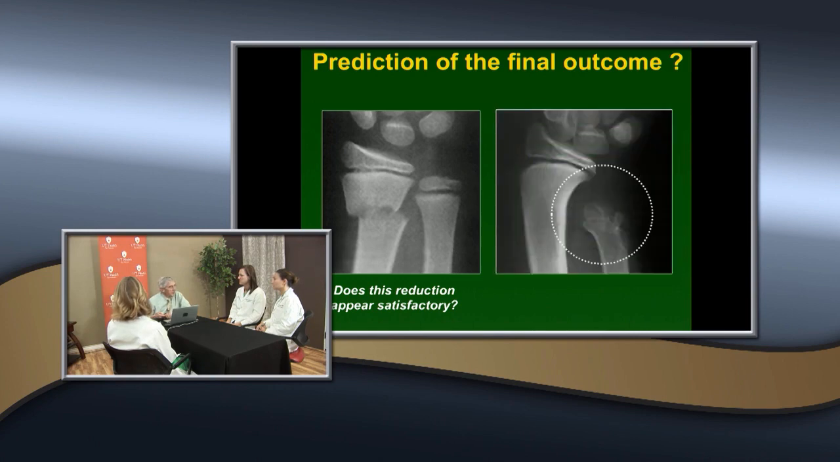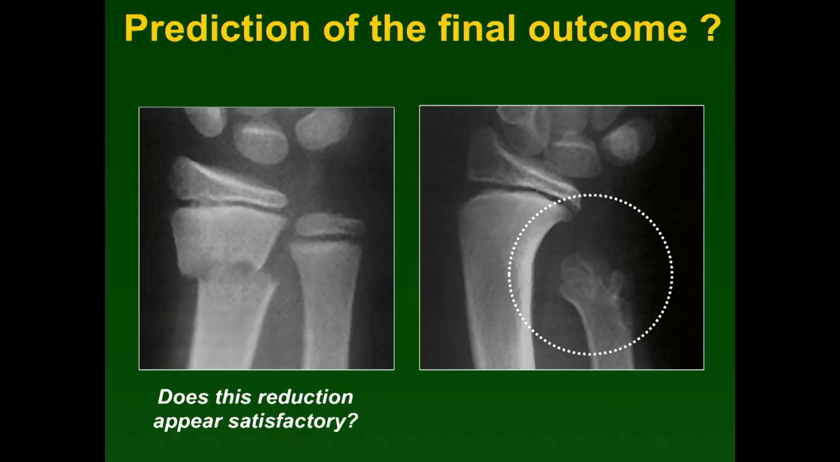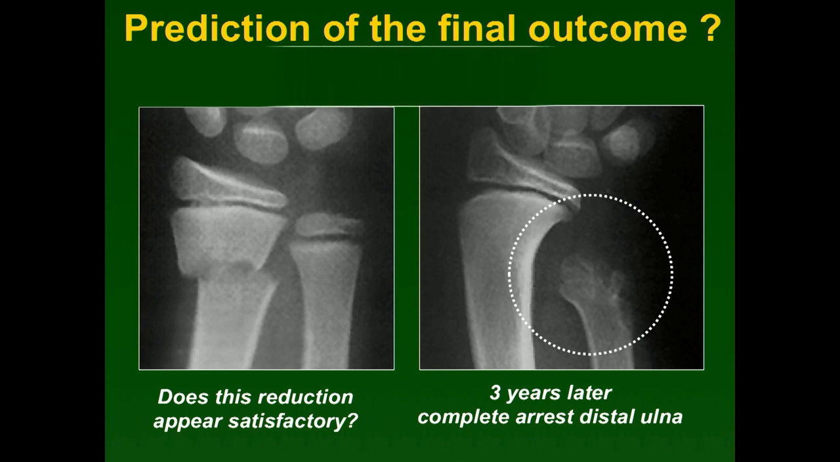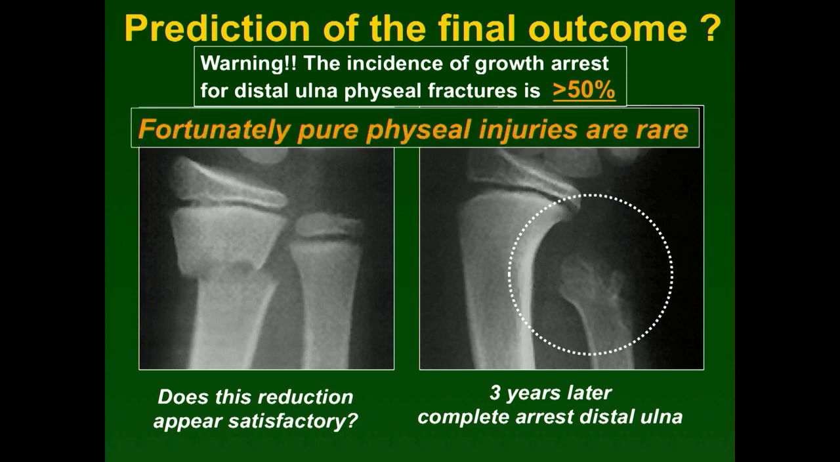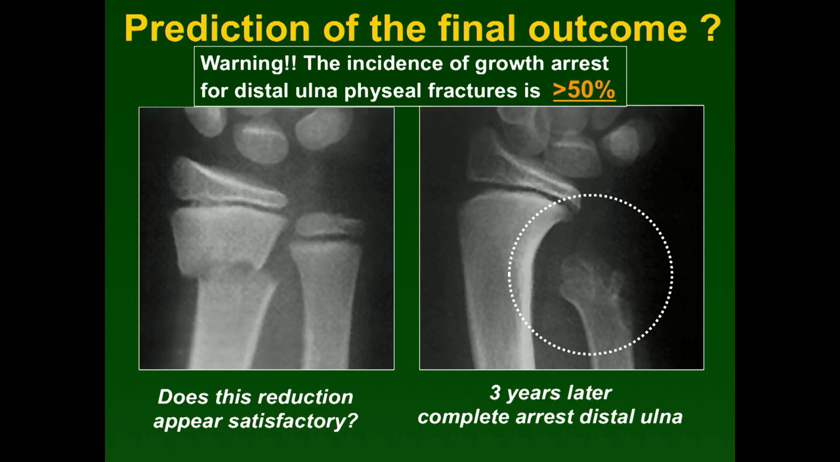Very good. Yeah, you see this. This one was sent to me because the ulna had arrested. And in 3 years had a complete arrest of the distal ulna with a shortening. And it's developed a kind of Madelung's deformity. And the reason is, fortunately, the incidence of growth arrest, and we're not really sure why, for distal physeal fractures is about 50%. But fortunately, they're pretty rare, to have distal physis injuries.